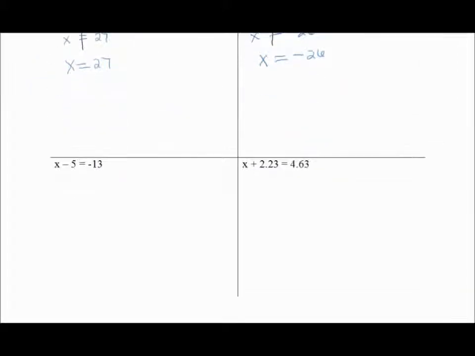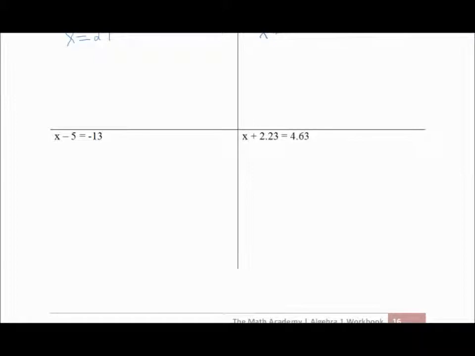Check these last 2. On the next one I have x minus 5 is equal to a negative 13. Go ahead and draw my little line to help me stay focused. And I see that I have a x minus 5. I know the opposite of minus 5 is to add 5. So I'll just simply add 5 to both sides.